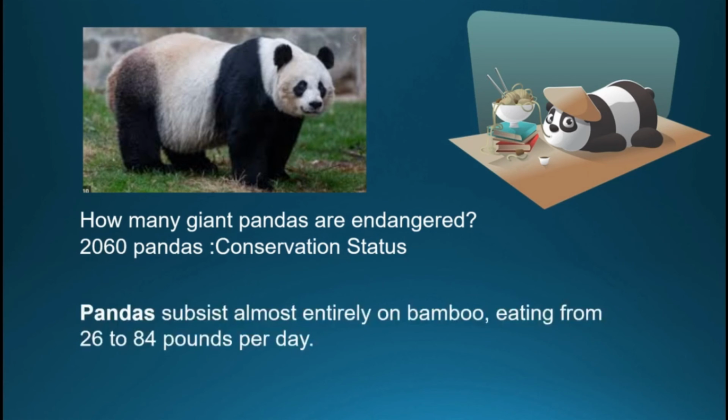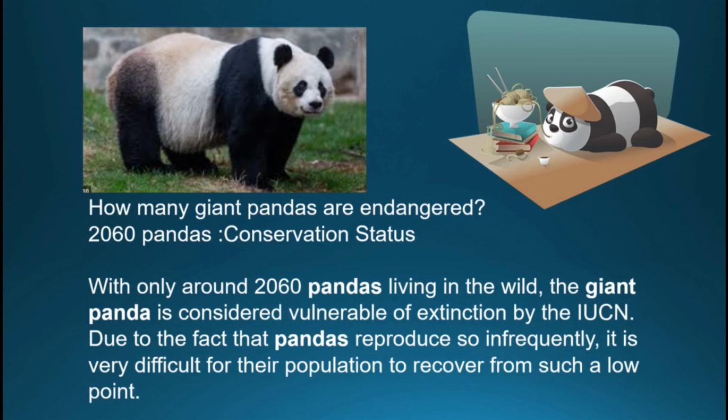So bamboo has reduced in the forest, and that results in food shortage for pandas, because a panda eats around 26 to 84 pounds of bamboo per day. And that is the reason why the population of pandas is so low, and it is declared as a most endangered species on the verge of extinction by IUCN. And what is IUCN? International Union for Conservation of Nature.